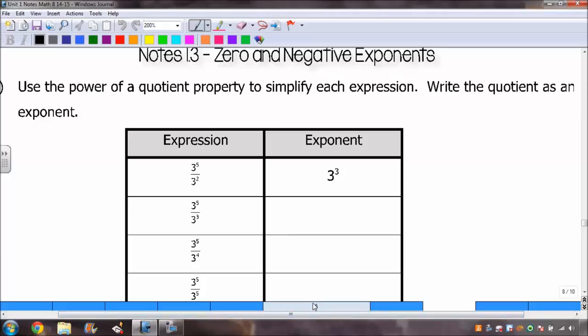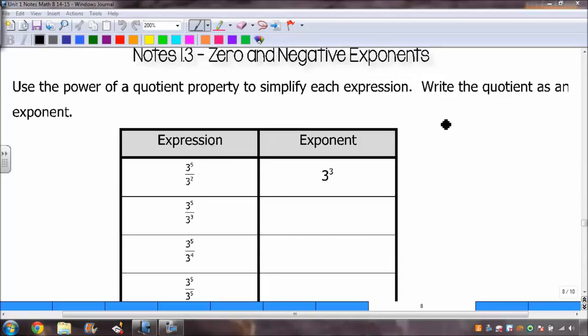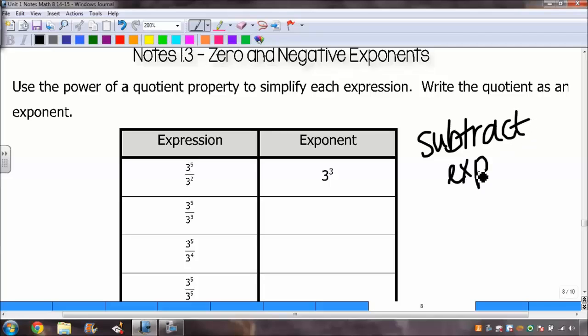So, for example, in the first chart, you have the information filled in for you. 3 to the 5th power divided by 3 to the 2nd power. Remember that when you divide, you must subtract exponents. So we're going to subtract our exponents and see what ends up happening. So, let's take a look at 3 to the 5th power divided by 3 to the 3rd power. You should end up getting 3 to the 2nd power.